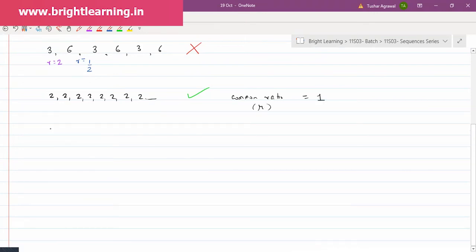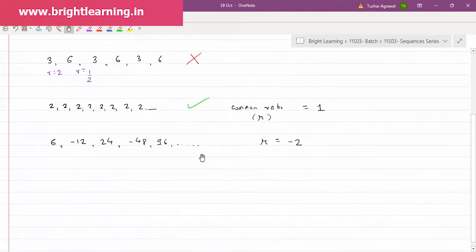And the example of a negative common ratio, let's say, 6, minus 12, 24, minus 48, 96, and so on and so on. Can everybody agree with me that R here is equal to negative 2? Minus 12 upon 6 is negative 2. 24 upon minus 12 is negative 2. Minus 48 upon 24 is negative 2. Yes, sir. Okay, so this is the definition of a geometric progression.